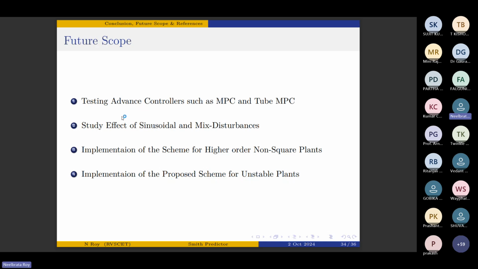The future scope is testing of advanced controllers such as MPC and tube MPC, and studying the effect of sinusoidal and mixed disturbances. We have used only step disturbance as the input. We have not tested the system with sinusoidal and other mixed disturbances. Then, implementation of the scheme for higher order non-square plants. And thirdly, implementation of the proposed controller for unstable plants.